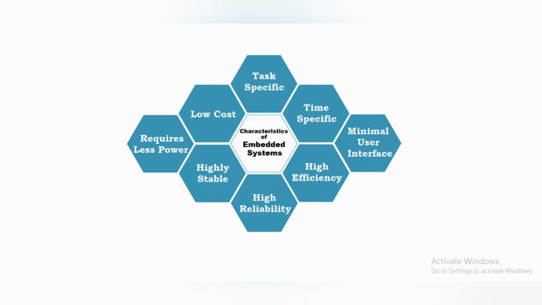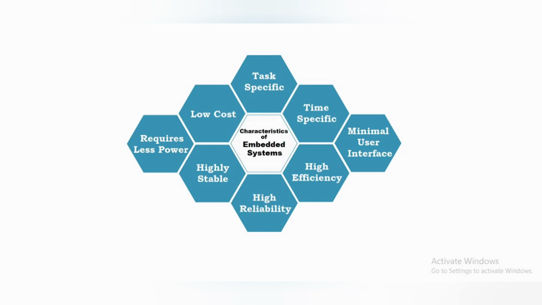High efficiency is definitely very important. The embedded system must work as per our requirement, and efficiency must be high. Next is high reliability. Reliability is definitely a very important characteristic of embedded systems. Then high stability, requiring less power supply and low cost.